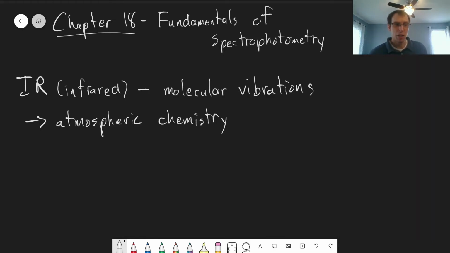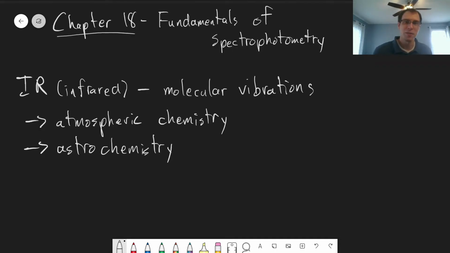But there are many other applications. One that I find particularly fun is astrochemistry. Using the properties of light, we can measure molecules that exist out in space and understand their chemistry and how they react with each other.